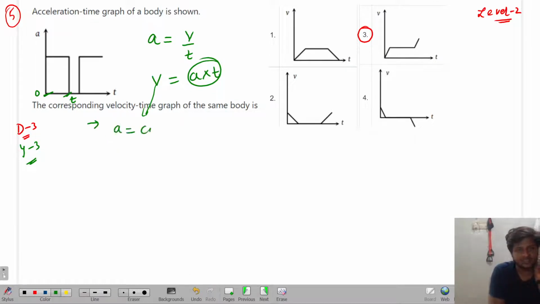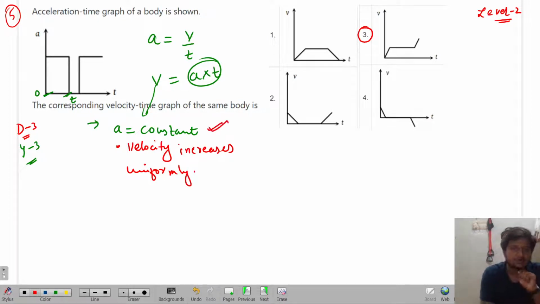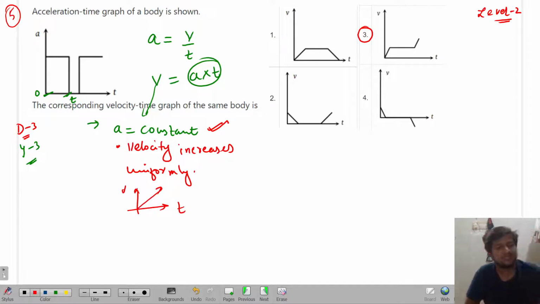If acceleration is constant, you need to keep this property in mind. What is going to happen? Velocity increases uniformly. How many times will I have to tell you? If acceleration is constant, velocity increases uniformly. If velocity increases uniformly, what will the velocity time graph be? It will be perfectly linear. Yes or no? So if the acceleration is constant, my velocity time graph is increasing over here. Understood or not? Linear graph.